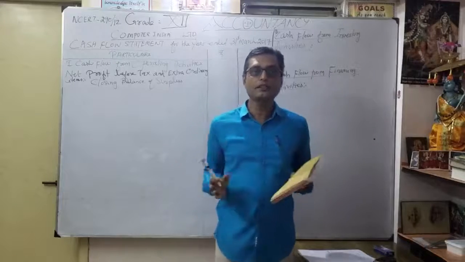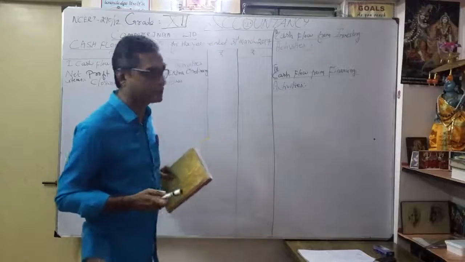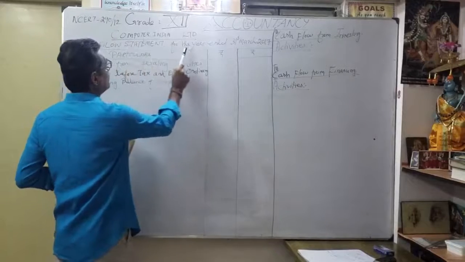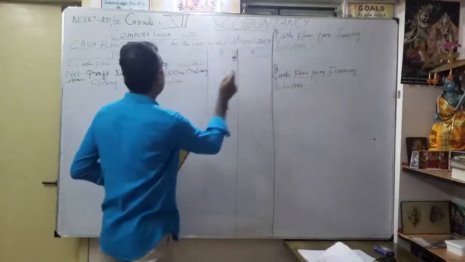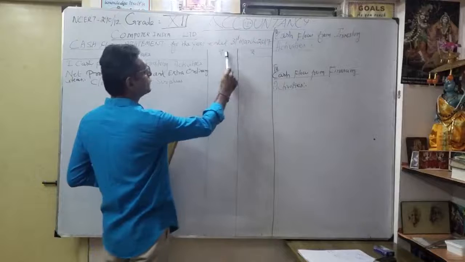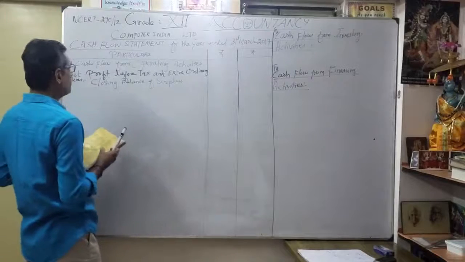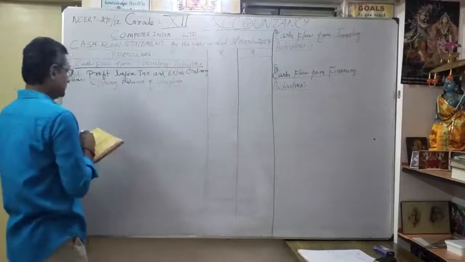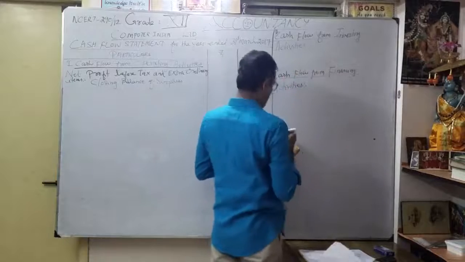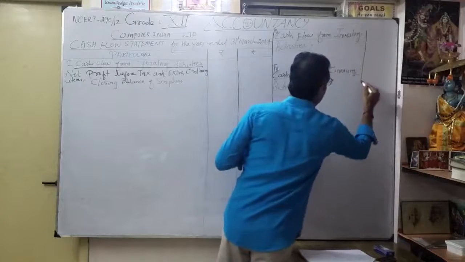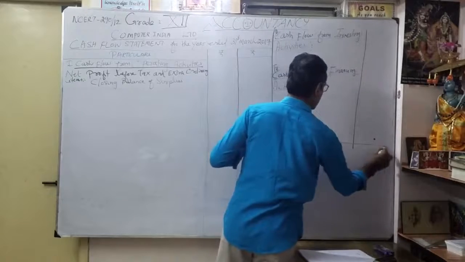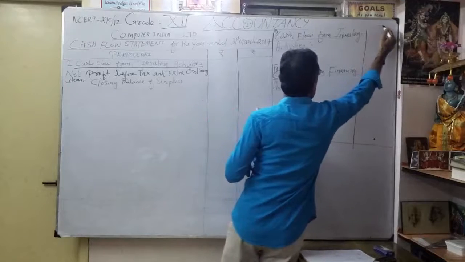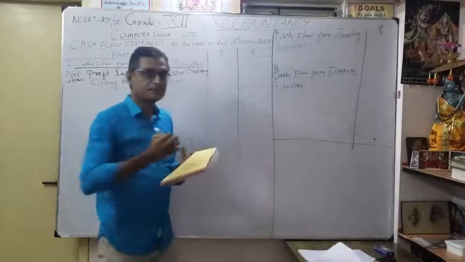So you already know how we are going to start preparation of the cash flow statement. As you know, Computer India Limited cash flow statement for the year ended 31st March 2017. Particulars, make it 2 columns. Thereafter, cash flow from operating activities, you have to underline that. Then cash flow from investing activities, then cash flow from financing activities. That is our first duty, make it the stage setup.